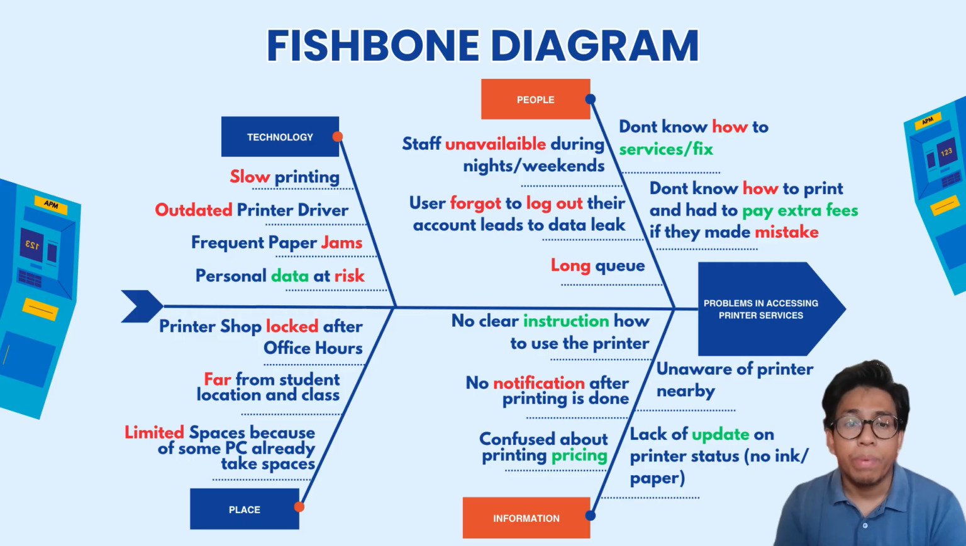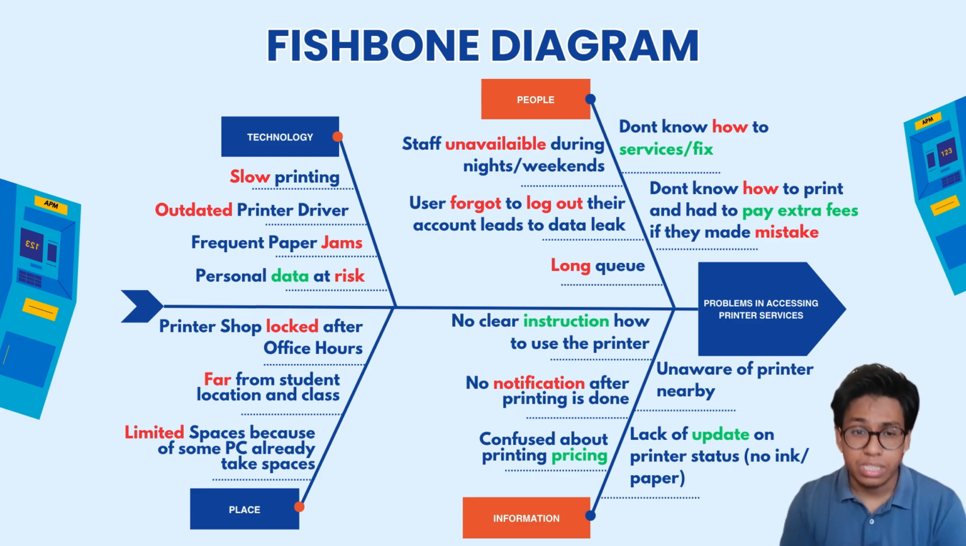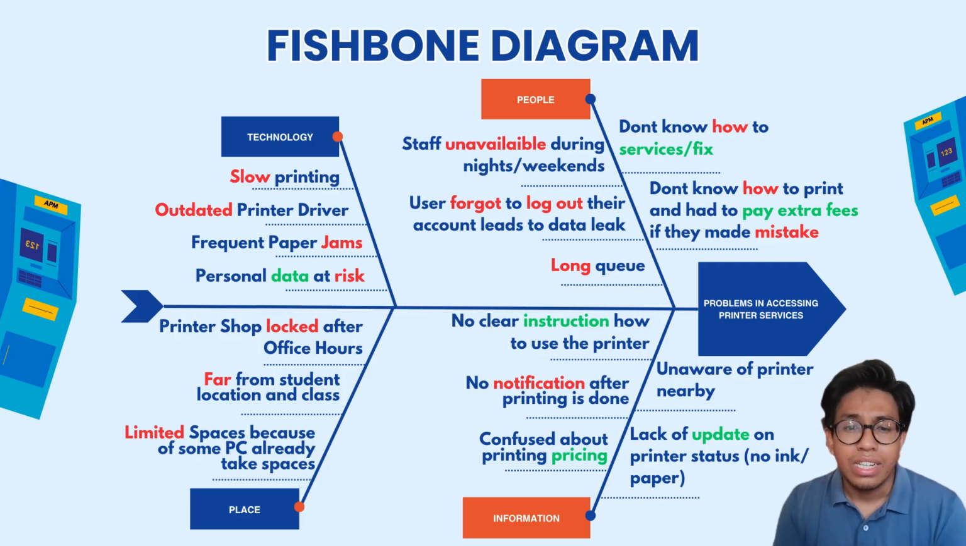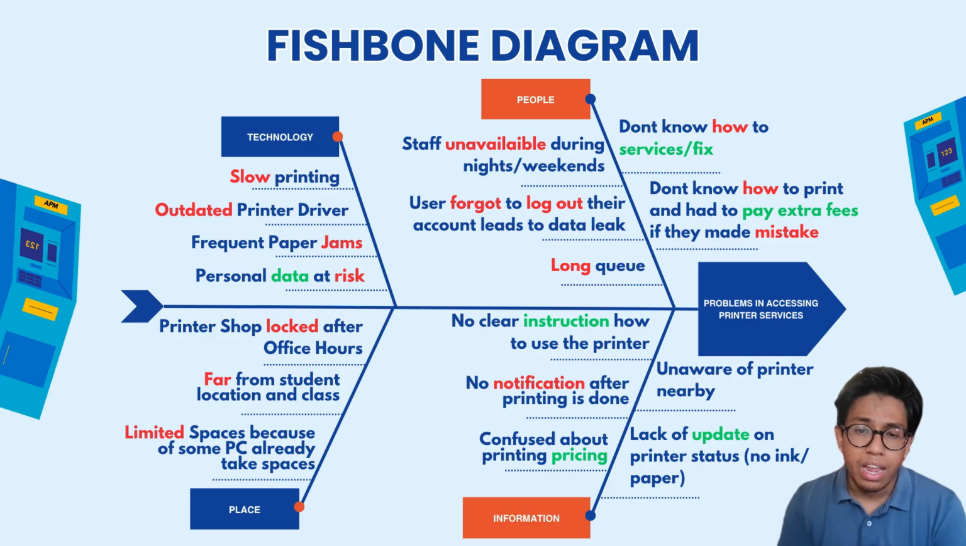People. Some people do not know how to print, or long queues can also be a problem, and then staff are unavailable during nights and weekends. The next one is place. In place, the problem is the printer is locked after office hours and also far from students' locations and classes. Finally is information, such as no clear instructions and no notification after printing is done. We, as the users, are also confused about printing pricing.